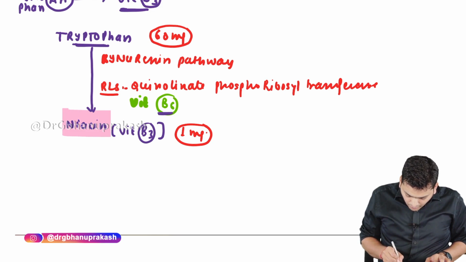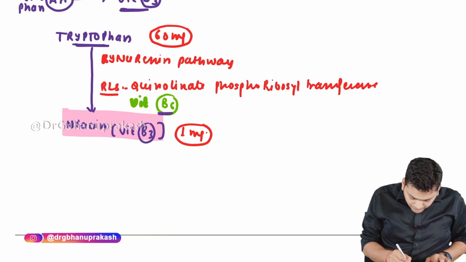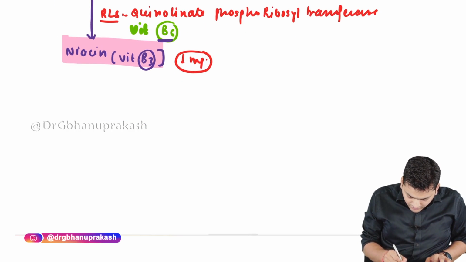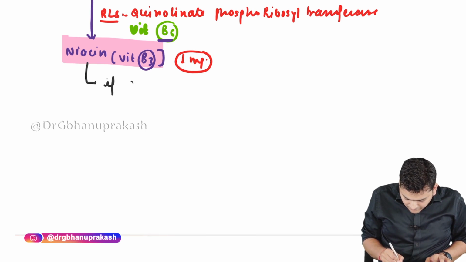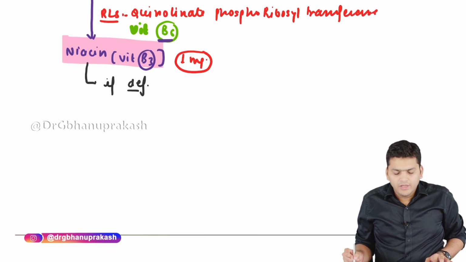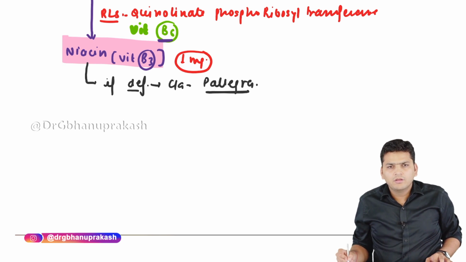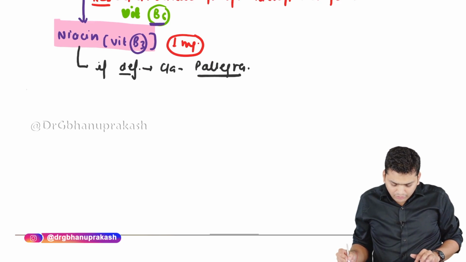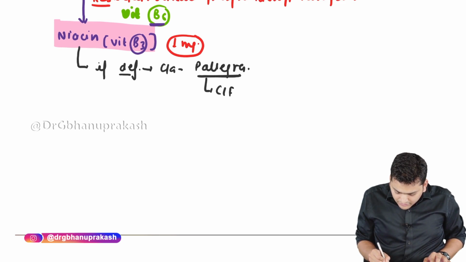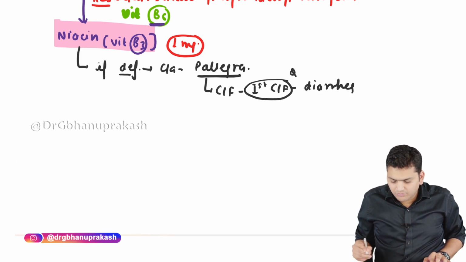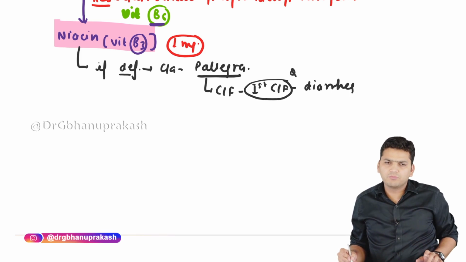Why is niacin so important? If a deficiency of niacin occurs for any reason, it will lead to a condition called pellagra. The clinical features of pellagra are very peculiar. The first symptom of pellagra is diarrhea. Pellagra always starts from the GI tract.